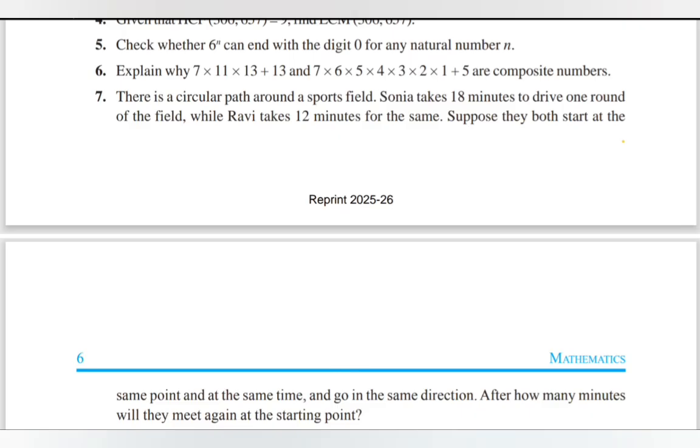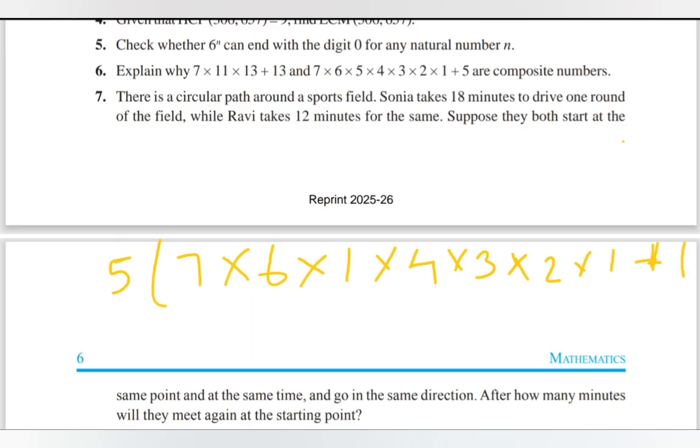So 7 into 6 into, in place of 5 we are writing 1 since we have taken 5 as common, into 4 into 3 into 2. I am just copying the question as it is, but in place of 5 I am using 1, plus 1. So we have taken 5 as common out of the bracket. Now let's multiply and see whether it is a composite number or not. Wait for a second.